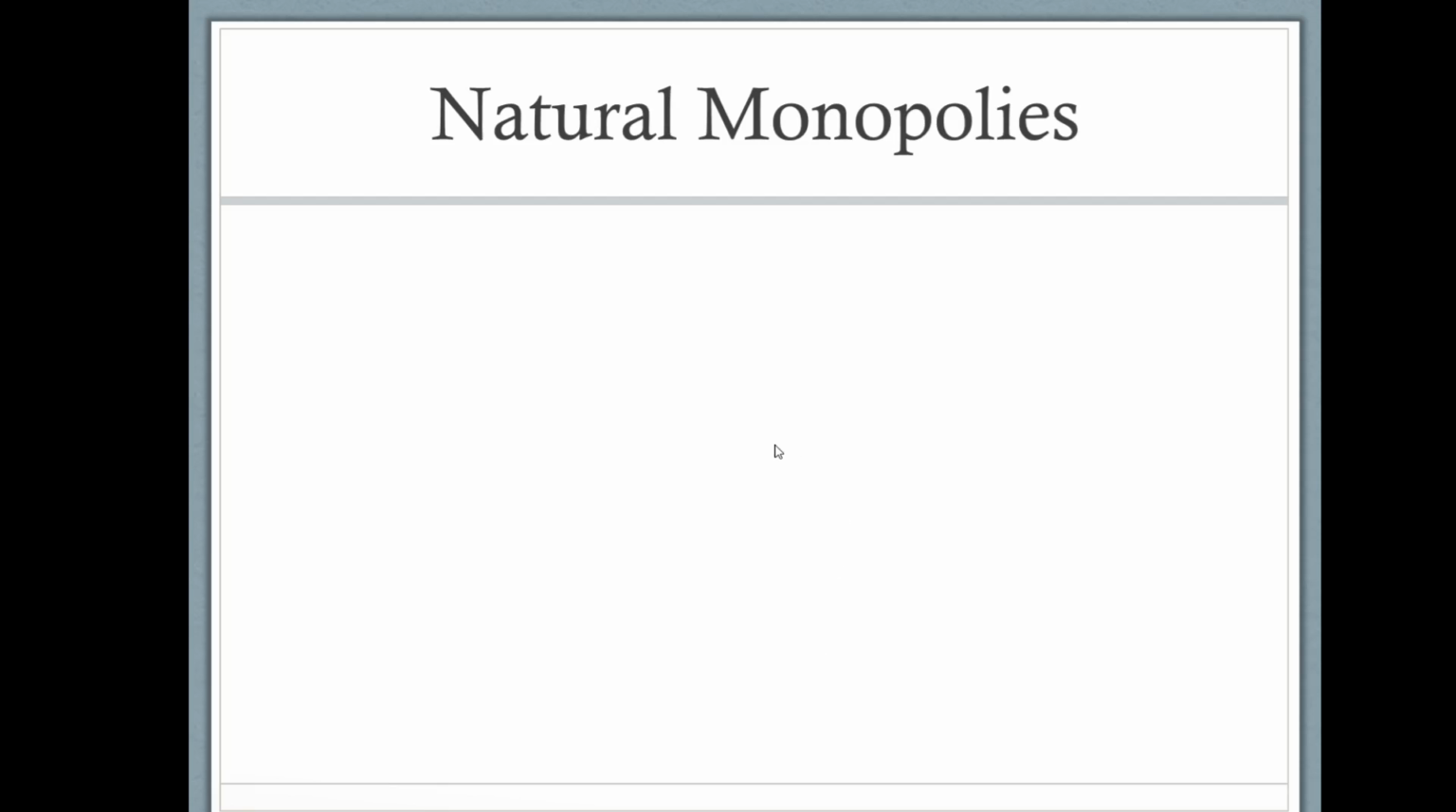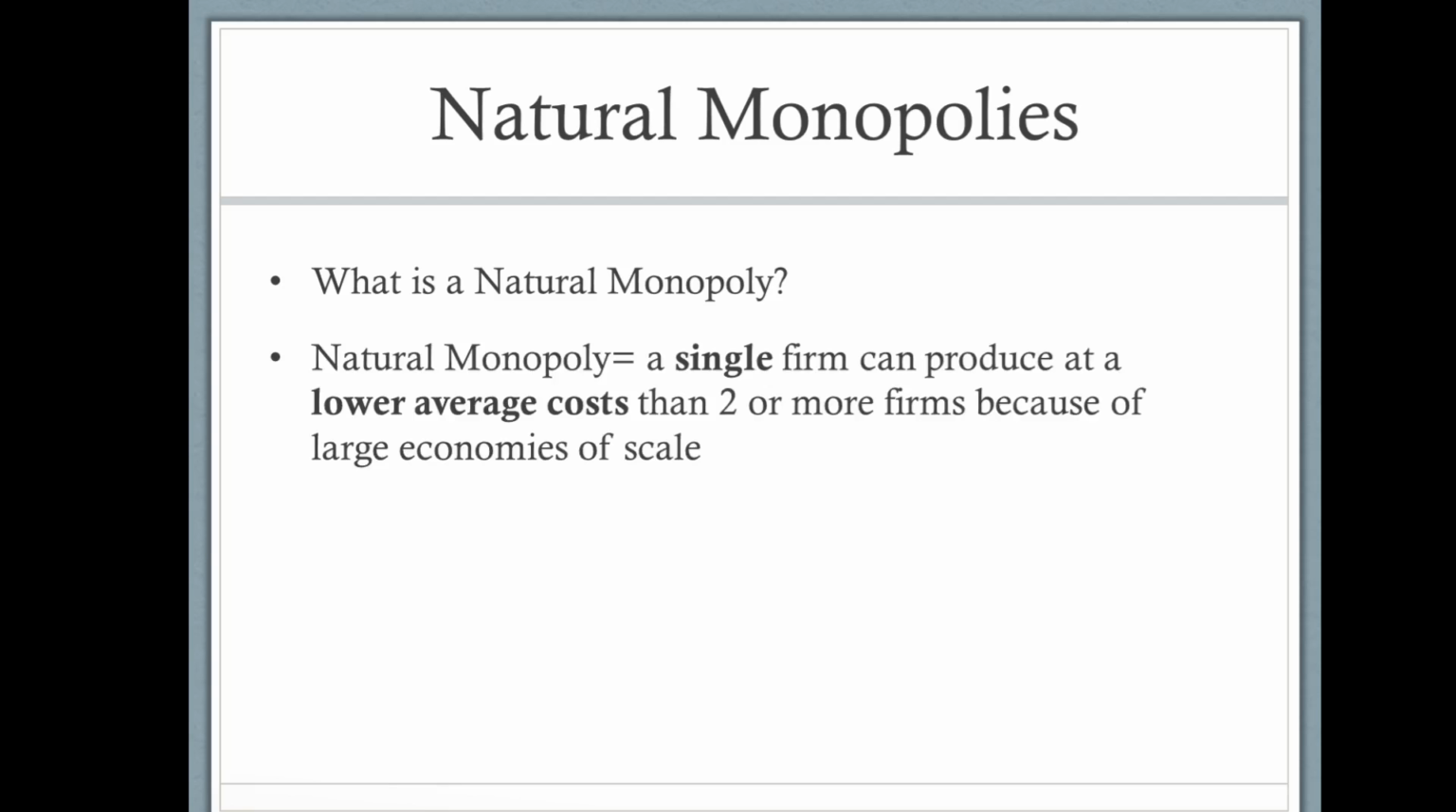Natural monopoly is a very unusual case, but you will see why. Take a look at this. I think I asked this question last week, and I'm going to show you the answer. A natural monopoly is when a single firm can produce at a lower cost than two or more firms because of large economies of scale. So this is why it is unusual.